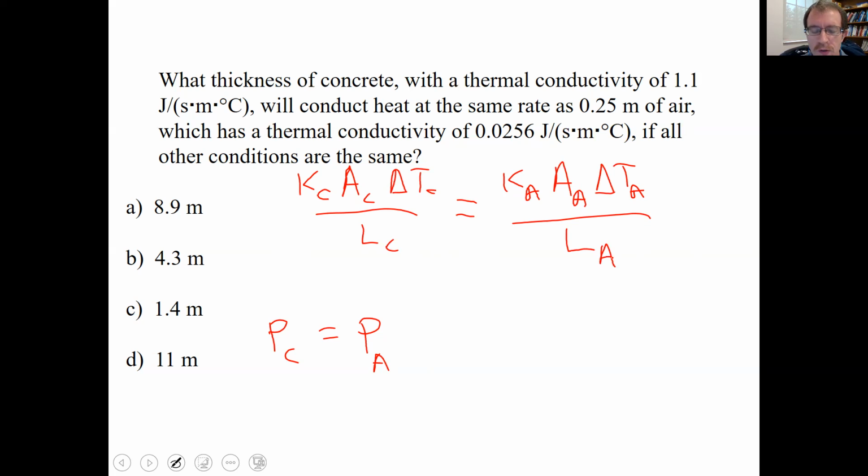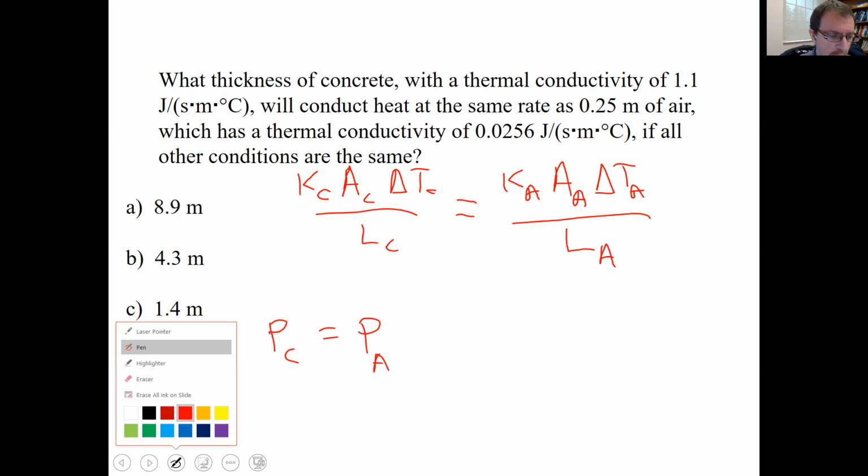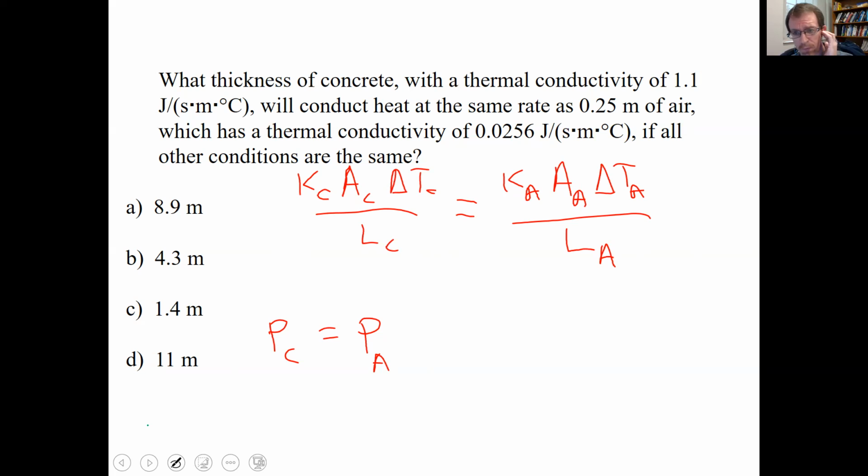Now, one of the things you notice about the problem is that we've got a lot of different variables there. So we're left with a conundrum of, can we actually do this problem or not? Because we don't have all that information. But the problem statement says all the other conditions are the same. That means I've got the same temperature difference across the concrete as I do across the air. Otherwise, it wouldn't make sense to ask this question. Same thing with the area: I've got the same cross-sectional area for the material, whether it's concrete or air. So those items are going to cancel out.